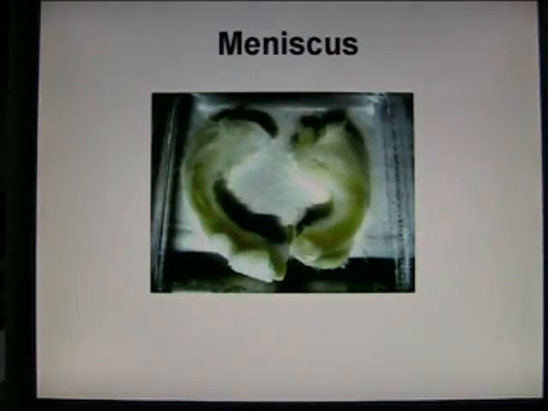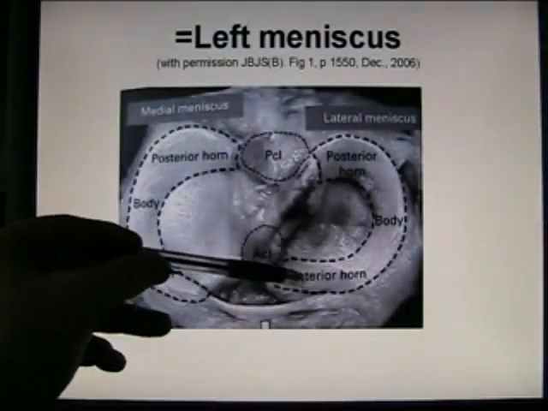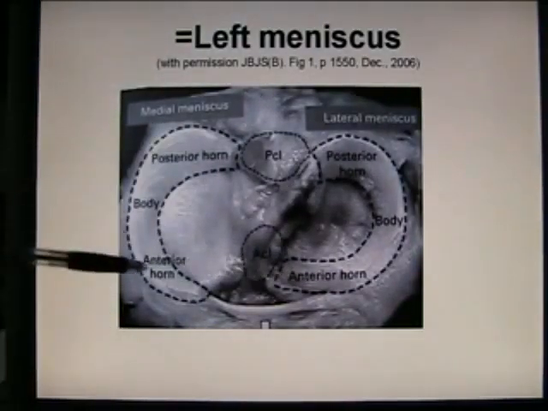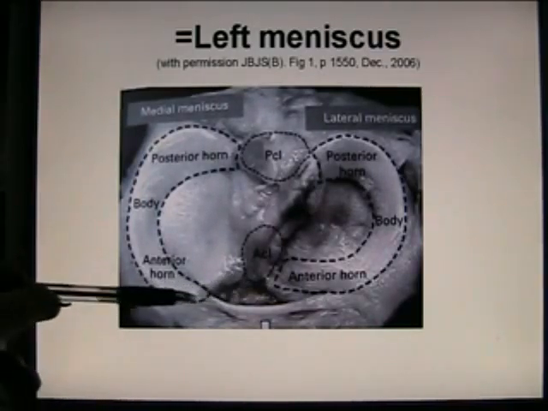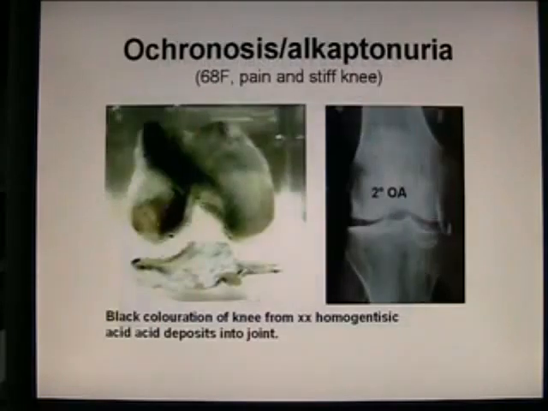Here's one for you. Which knee are these two menisci from? This is a common exam question. Look at them carefully. Well, the one on the outside is a lateral. It's smaller, C-shaped, fits inside the medial. And at the front, the ends tend to be closer together than the back ends. That's the way you tell which knee it is.